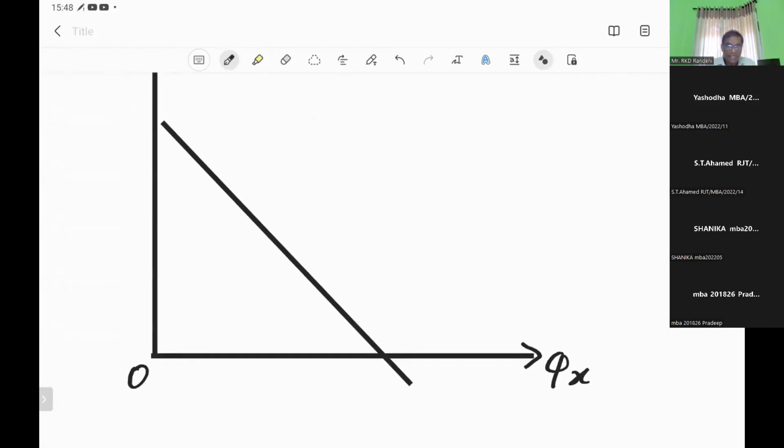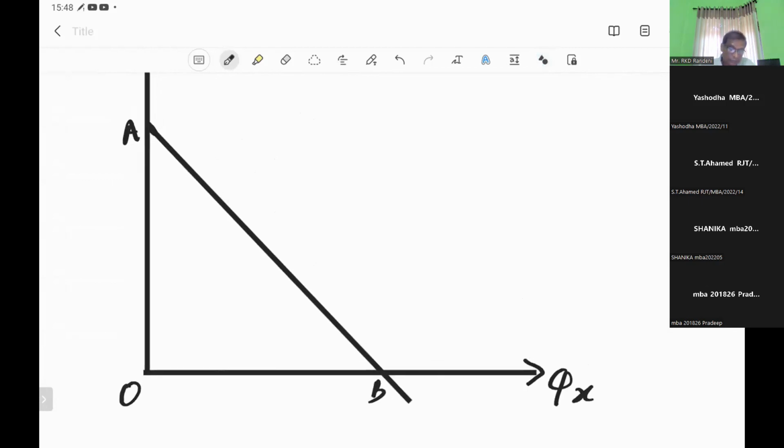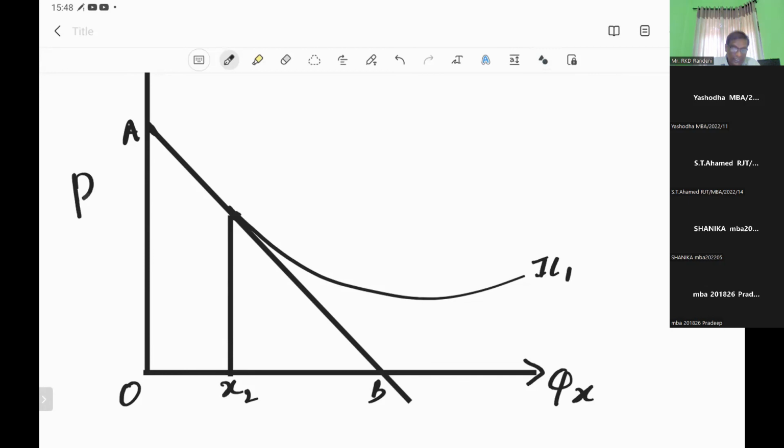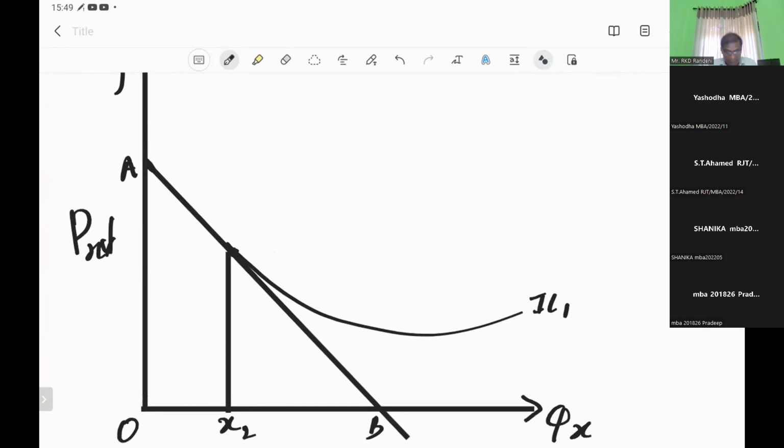Before the price change, this is the budget line. We will put AB. Then indifference curve 1. This is the tangent point. We can write x2. Then the price of X is reduced, so he can buy more of X. Then the budget line shifts to the right-hand side.